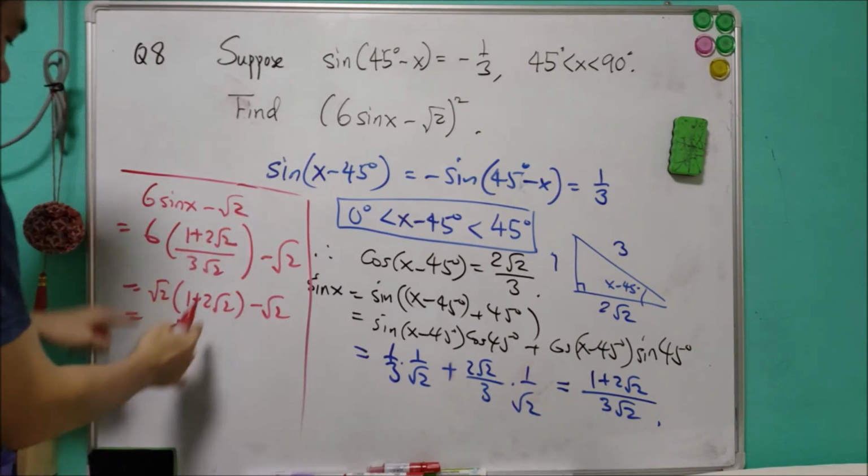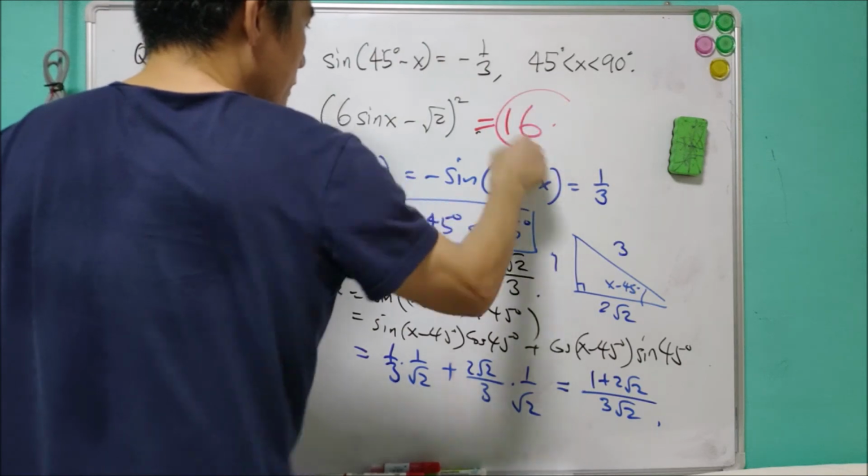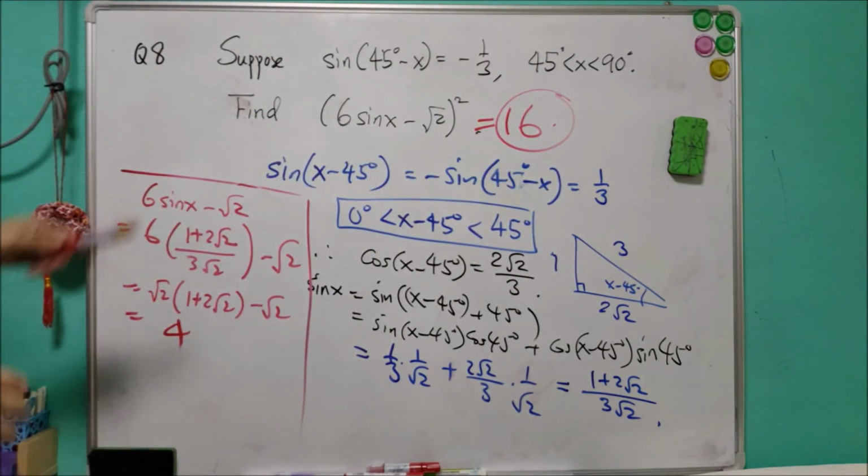So if this is equal to 4, after we square it, this will equal 16. So 16 is the answer for question 8.